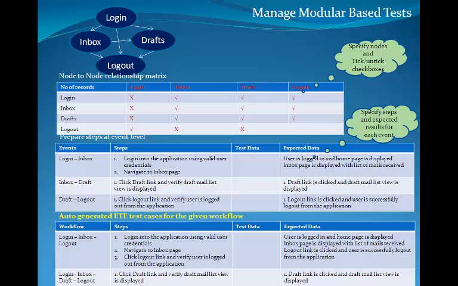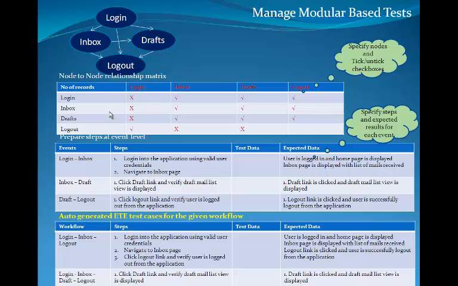Based on the workflow, all the nodes can be entered into the system. As soon as the nodes are entered, the system takes care of displaying them, and the nodes are represented in horizontal and vertical form. The test engineer is going to select and unselect the checkboxes of the respective workflow.